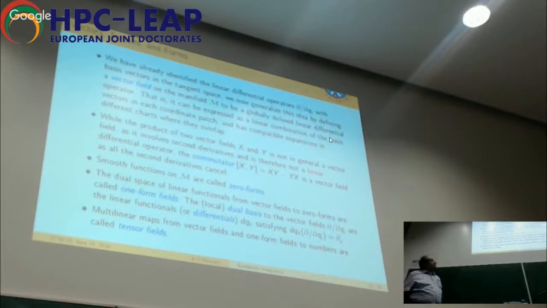And more generally, we can consider any multilinear map from a set of vector fields and one-form fields into numbers, and we'll call that tensor fields. Okay, so just like the one-form fields were linear maps from vectors to numbers, sorry, from vectors to zero forms, any multilinear map from any number of vectors and one forms into zero forms, we will call a tensor field.